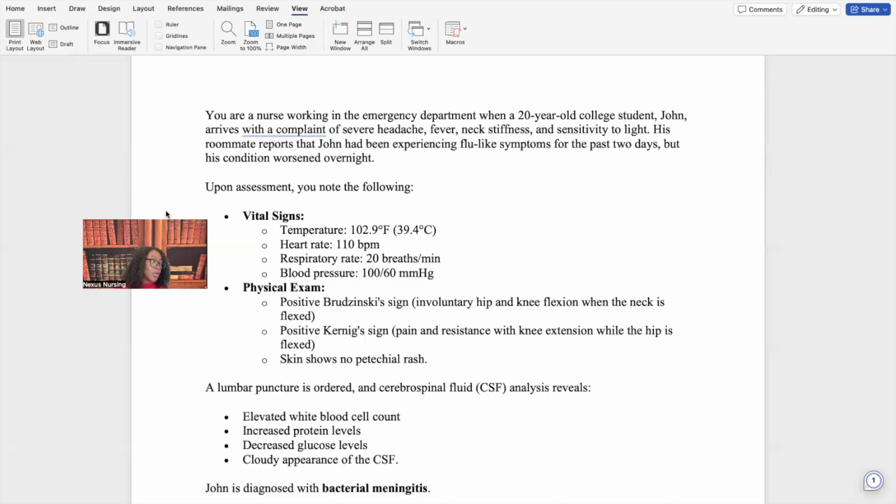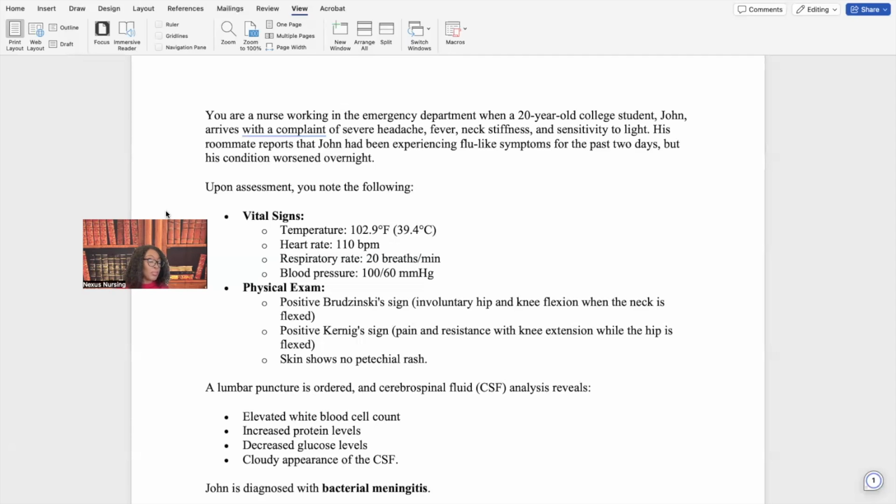Okay, last question. The nurse is monitoring a patient with bacterial meningitis for complications. Which findings should be addressed first? One, a temperature of 101.4. Two, a blood pressure of 88 over 56. Three, a heart rate of 100. Or four, a complaint of a mild headache.